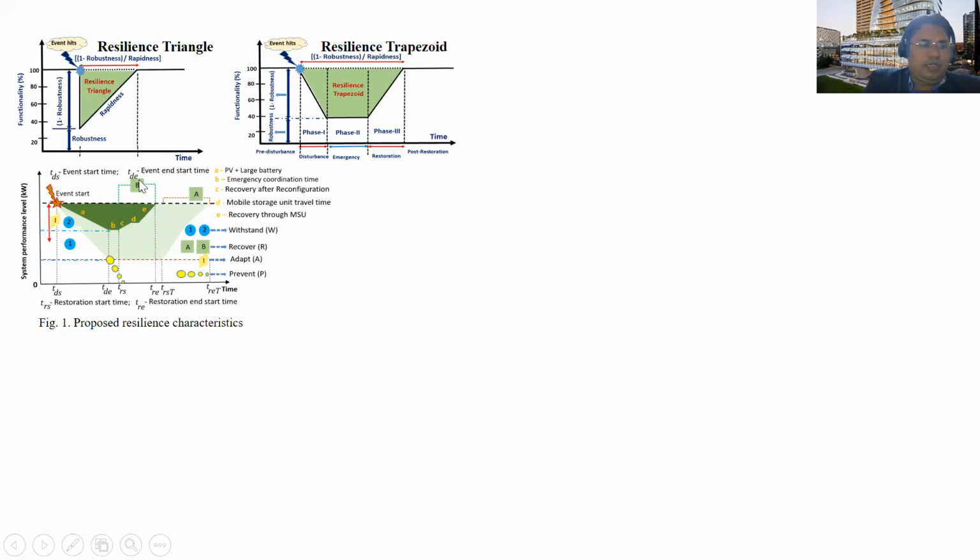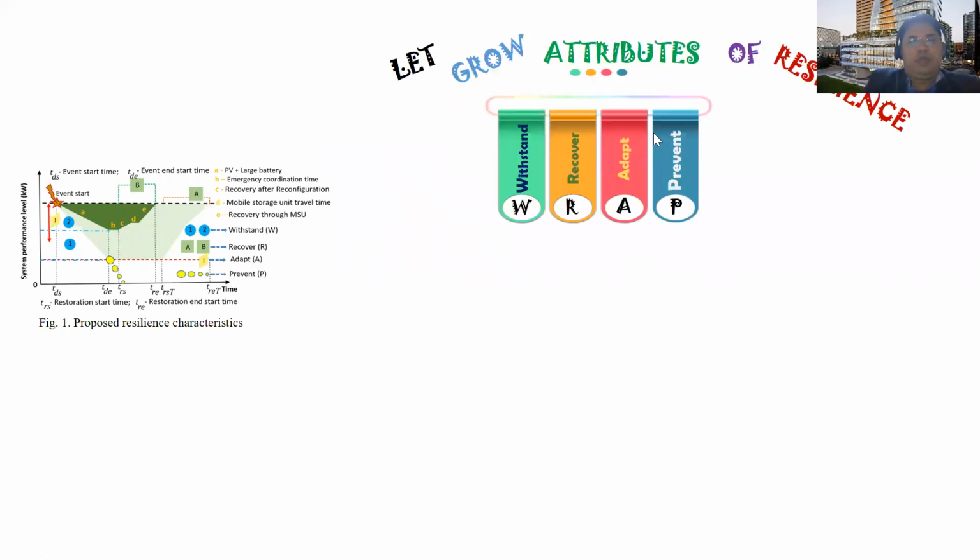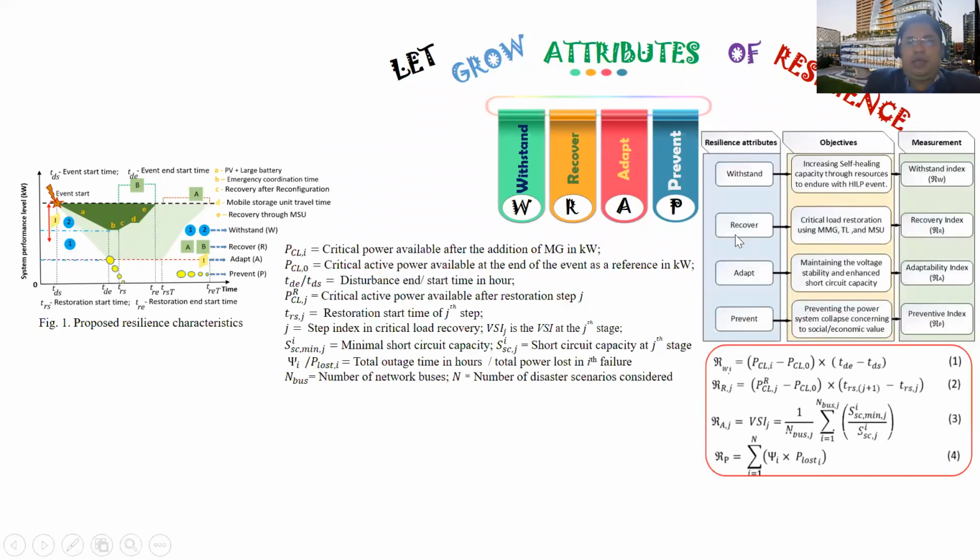A is for the traditional system for recovery, B is for the resilient system for recovery, and 1 and 2 are the withstanding capability. Adapt means the stability part, and prevent means preventing the power system collapse. So these 4 major attributes are extremely important: withstand, recover, adapt, and prevent. Each attribute has its significant value: withstand increases the self-healing capacity, recovery talks about the restoration part, adapt means the stability part, and prevent means preventing the power system collapse. Here I have developed 4 different resilience indices: withstand, recover, adapt, and prevent.